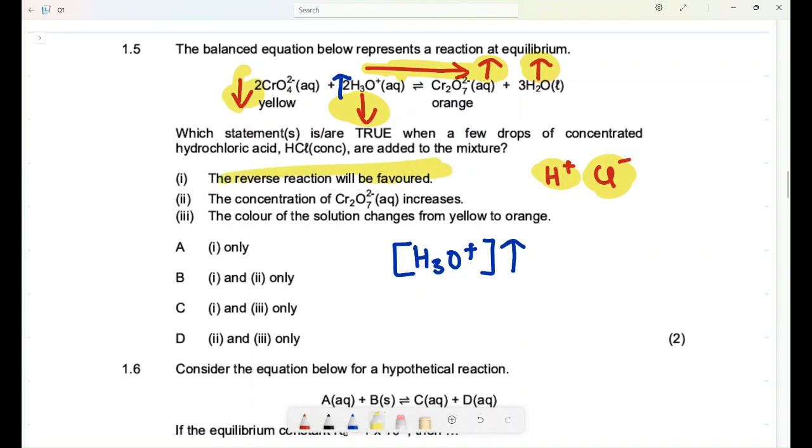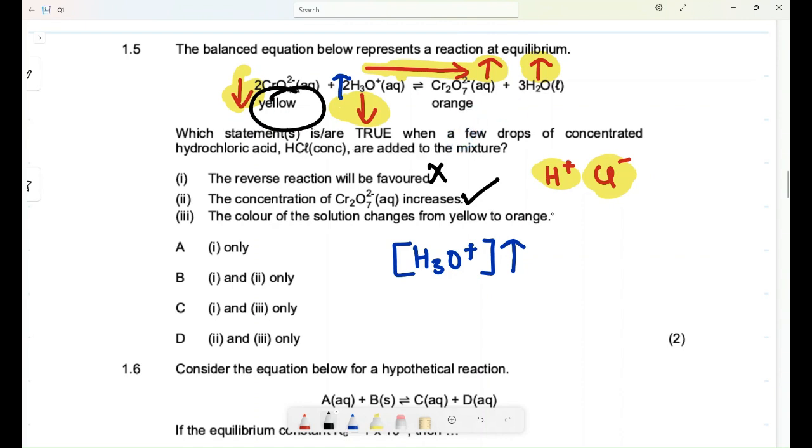Yes, so now let's look at the most correct answers. The reverse reaction is favored. This is a lie. If we favor the reverse reaction, it means we are increasing H3O plus more, and that's not what we want. The concentration of Cr2O7 2 minus increases. Is this true? Yes, it's true because the forward reaction is favored. The color of the solution changes from yellow to orange. That is true because it is moving from yellow to orange.